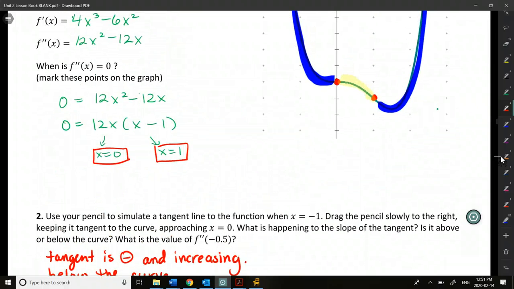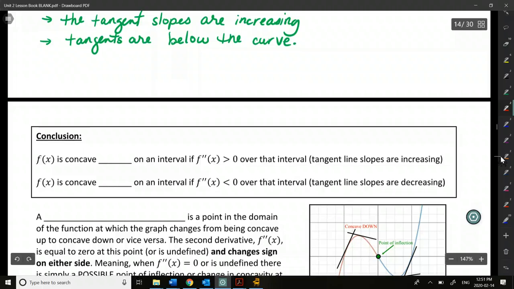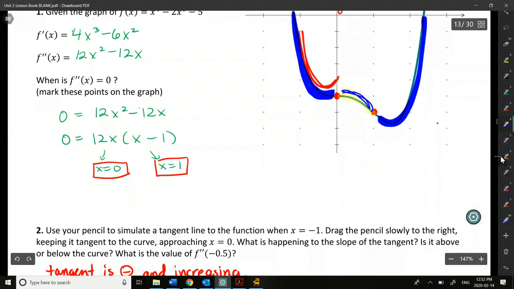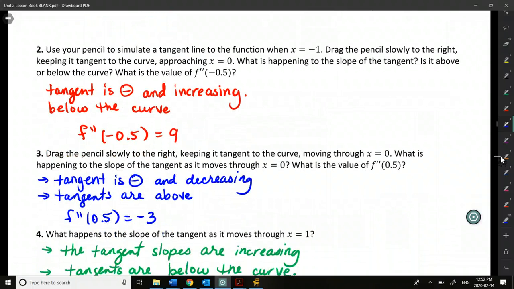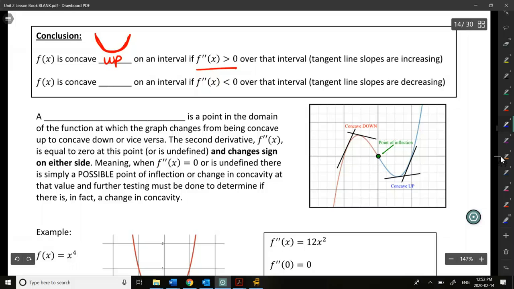Notice in this area right here, we are concave up. What did you notice about the second derivative in that area? Was it positive or negative? It was positive. So if the second derivative is positive, we are concave up, meaning like this. And if the second derivative is negative, what did you guys notice in this section right here? What was the second derivative? It was negative, right? And concave down.